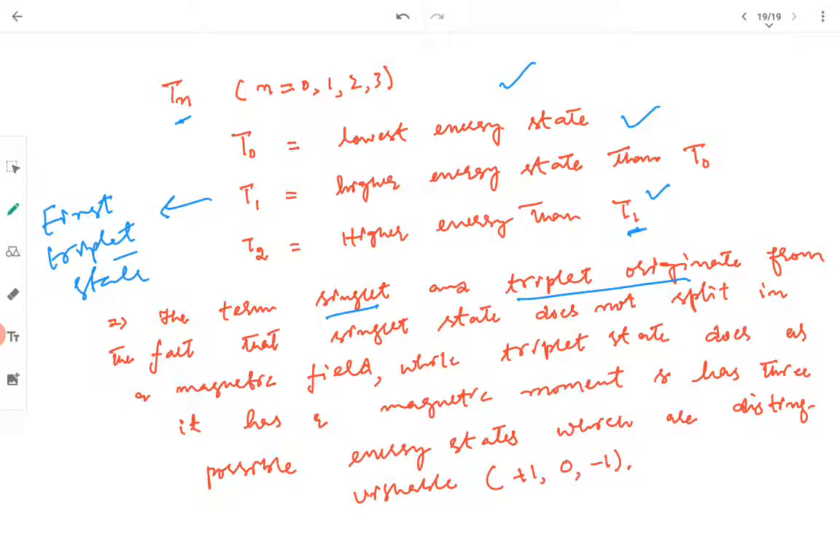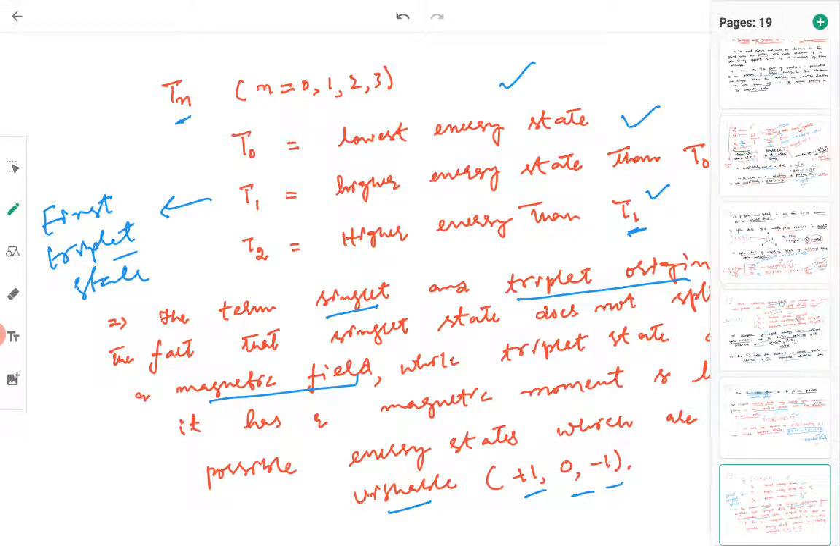So the terms singlet and triplet actually have spectroscopic origins. The terms singlet and triplet originate from the fact that the singlet state does not split in a magnetic field. This state doesn't split, whereas the triplet state has a net magnetic moment, and it has three possible energy states in a magnetic field which are distinguishable. So this triplet state splits into three states in the presence of a magnetic field. That's why it's known as the triplet state, and these three states are represented by +1, 0 and -1.